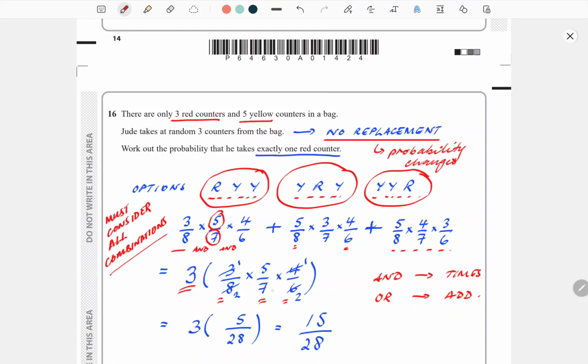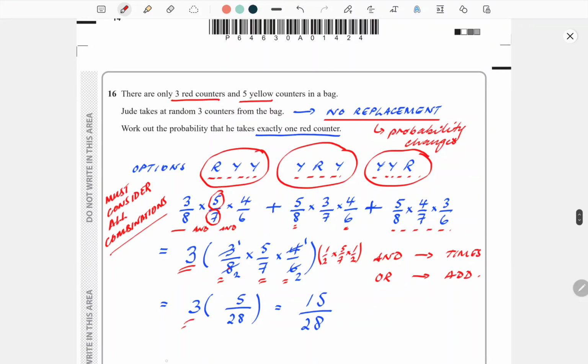Simplify the fractions down a little bit. And I hope I've got this right. Let's just take a look. The 3 and the 6 cancel down to a half. Yeah. And the 4 and the 8 also cancel down to a half. So you've got a half times 5/7 times a half. All right. So that effectively is 5/28. And then remember the 3, and that gives you 15/28.